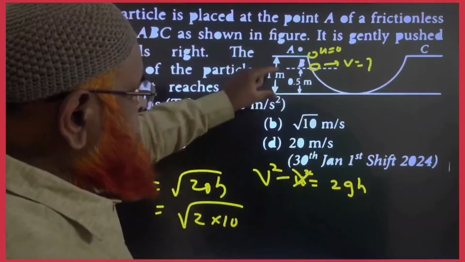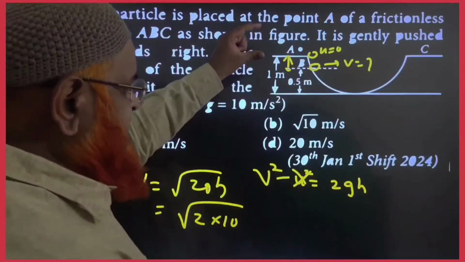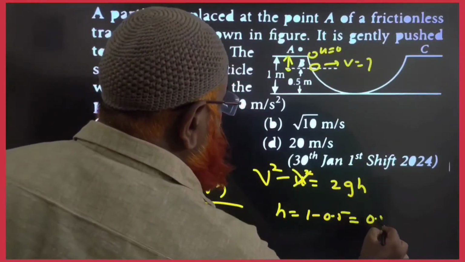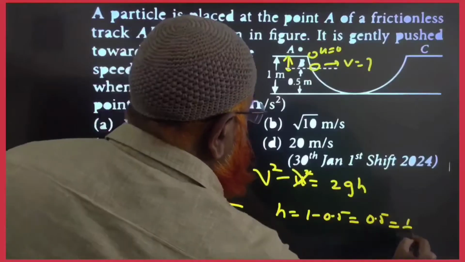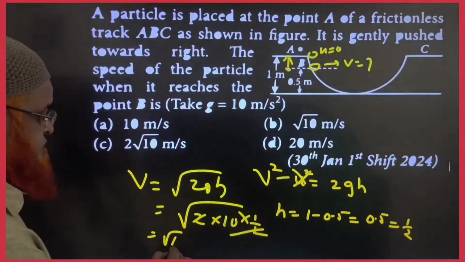So what does it mean? So the difference you have to take. Only this much height you have to consider. That height is nothing but the difference. 1 minus 0.5 is equal to 0.5, which is equal to again 1 by 2. So into 1 by 2. That's it. 2 gets cancelled. Your answer is going to be root 10.